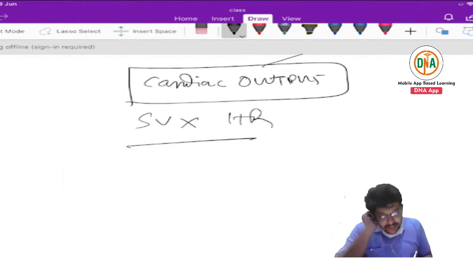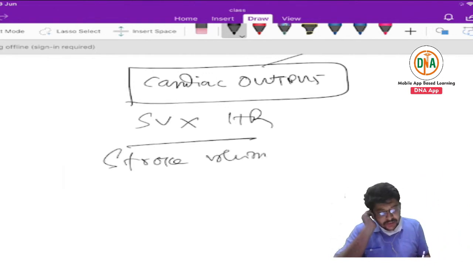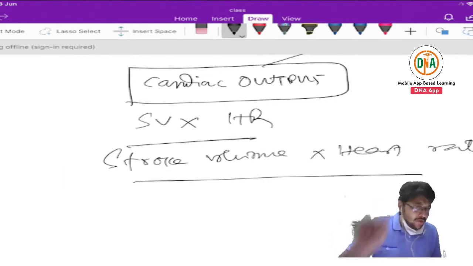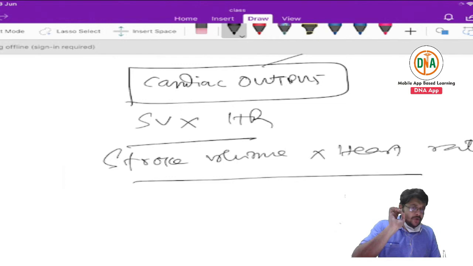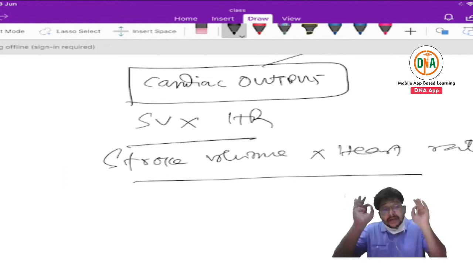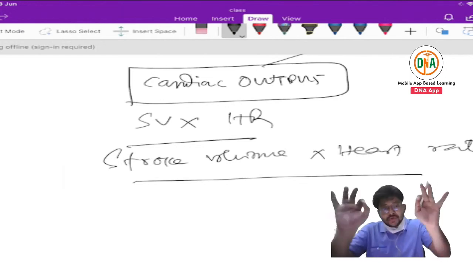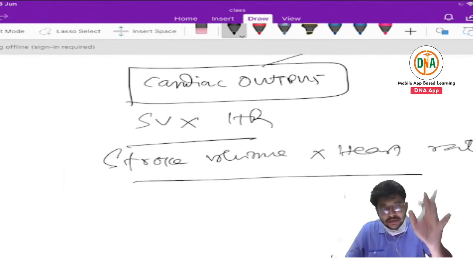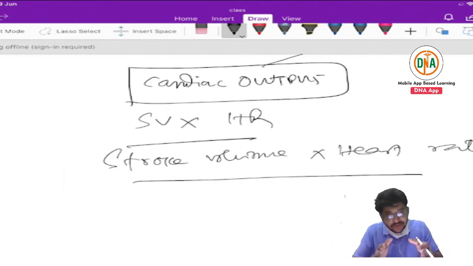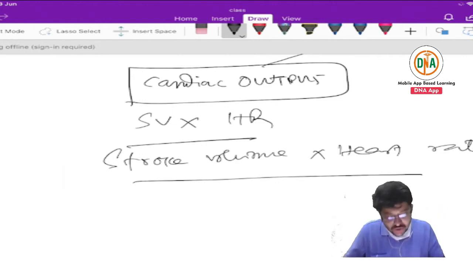And it means it is equal to stroke volume into heart rate. This is very important. Stroke volume and heart rate. So what is stroke volume? Now it comes to that question. Stroke volume is the volume of blood that is ejected out of the ventricle per stroke. Stroke means per contraction. And heart rate gives us the number of strokes the heart has to create in 1 minute. So if we just get a product of this, that amounts to cardiac output.